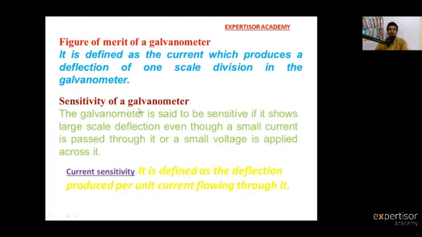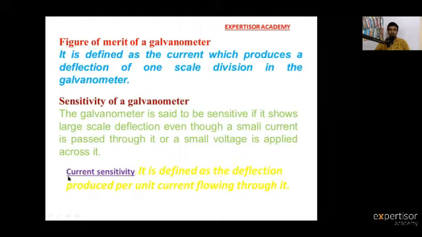Next, the sensitivity of a galvanometer. A galvanometer is said to be sensitive if it shows a large scale deflection even though a small current is passed through it or a small voltage is applied across it. This is the meaning of the sensitivity of a galvanometer.